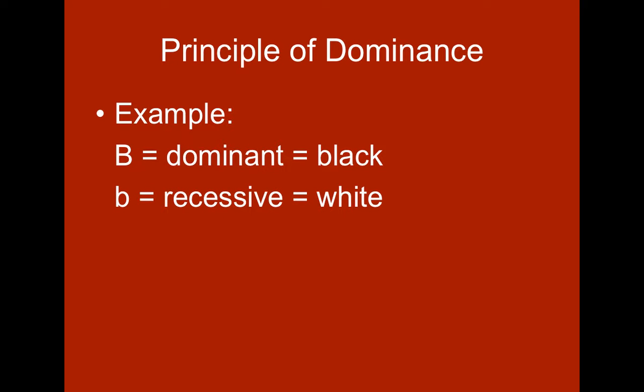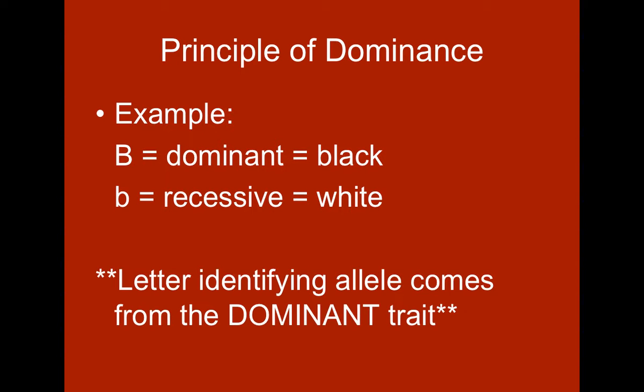Lowercase b represents the recessive allele, which is white. Now, when we're doing this, we have to remember that the letter identifying the allele comes from the dominant trait. So I wouldn't want to use capital W and small w because black begins with B, and so we make that the capital B, and the recessive one is the lowercase b. So then we can look at our different combinations that we can have.